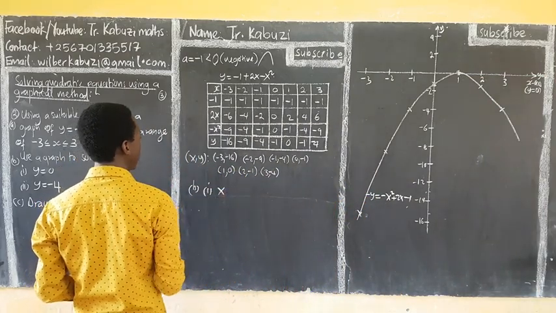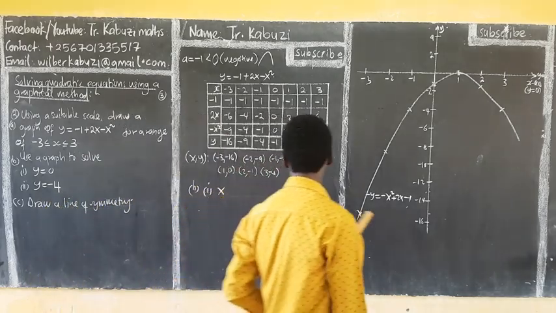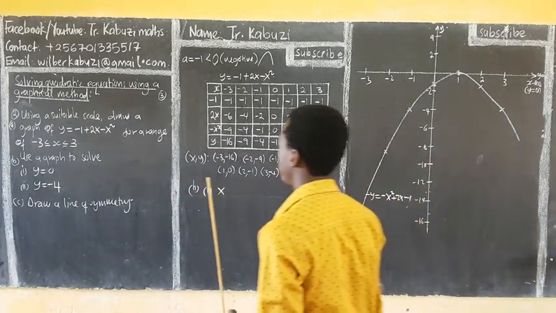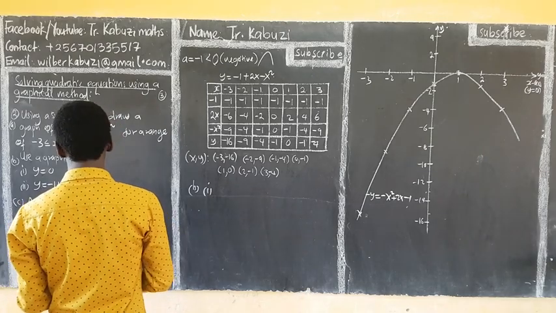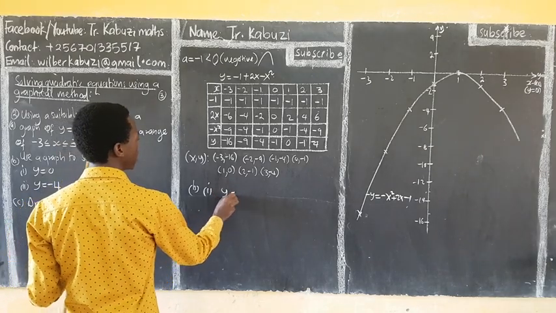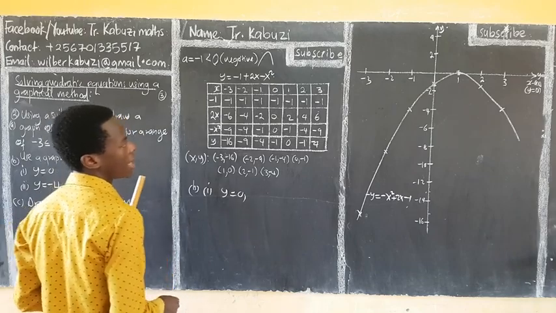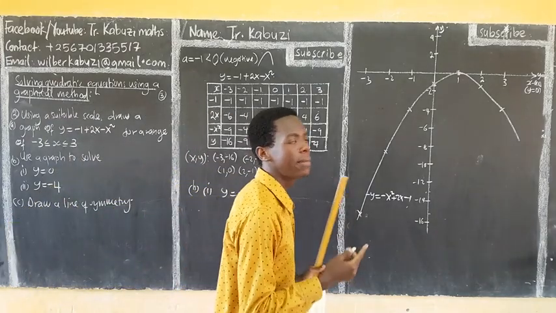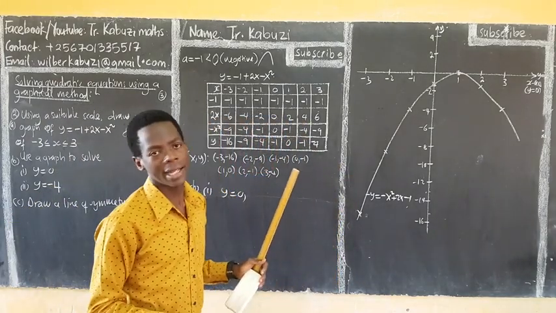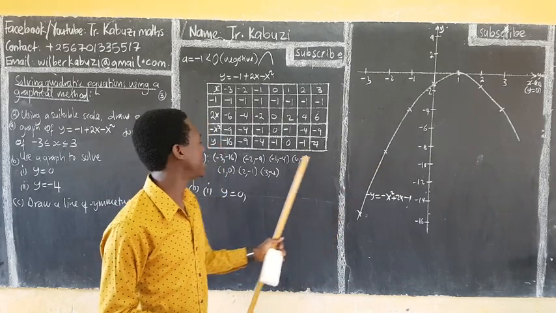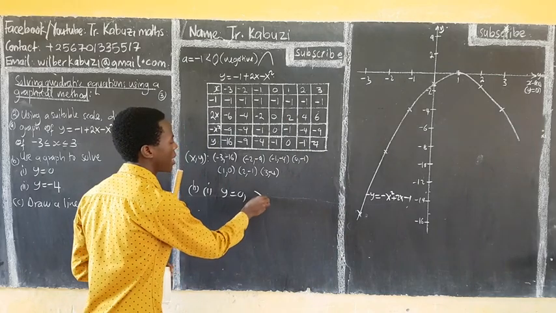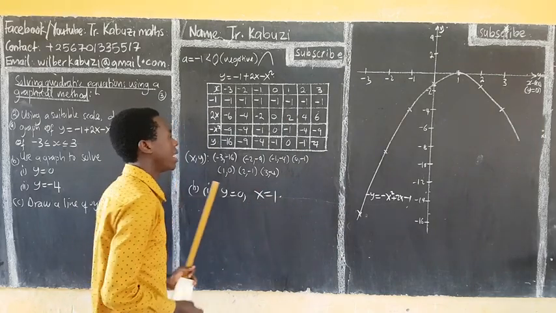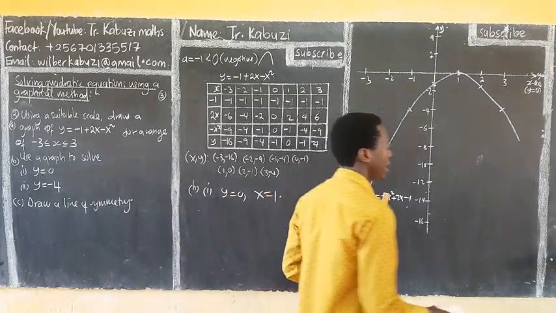When y is equal to 0, what are we solving? When my y is 0, what value of x do we have? We have one value. It means we get the value of x when this curve touches this line y equal to 0. So the value of x we have there is 1, and we have solved that with ease.